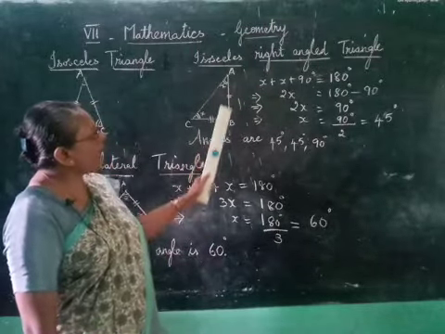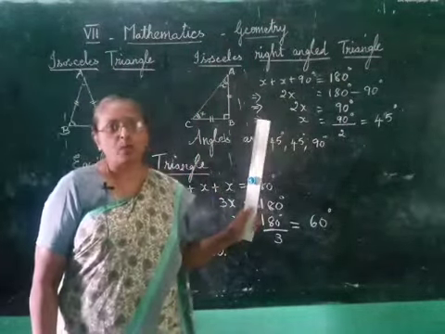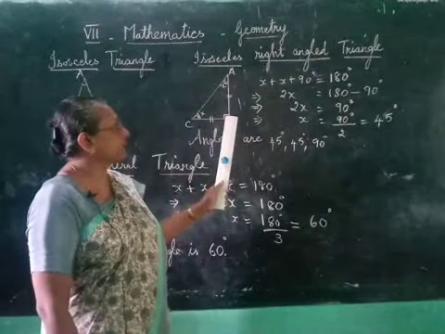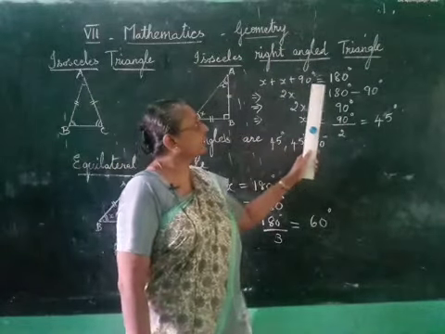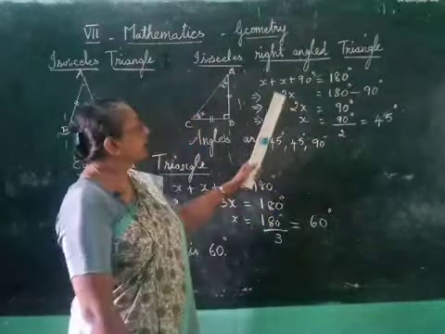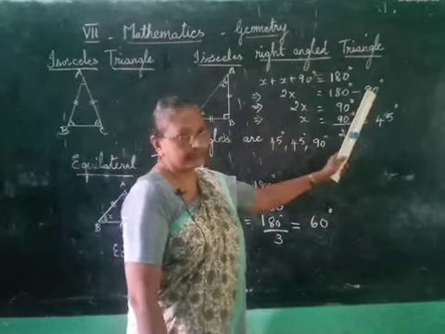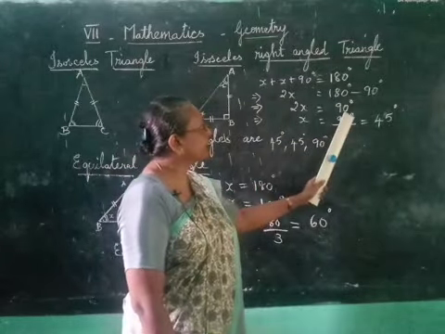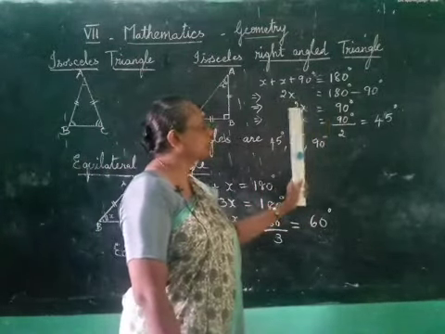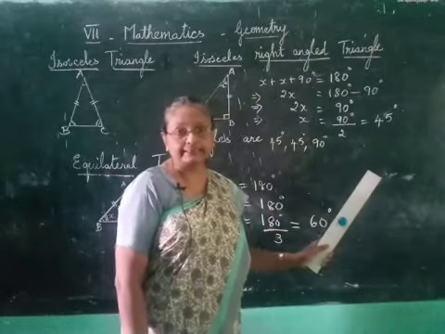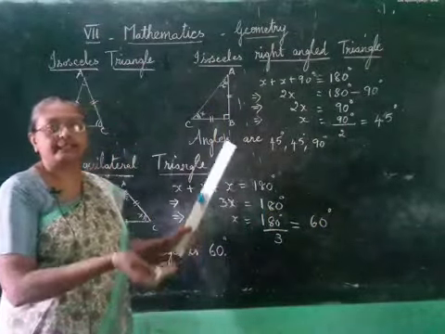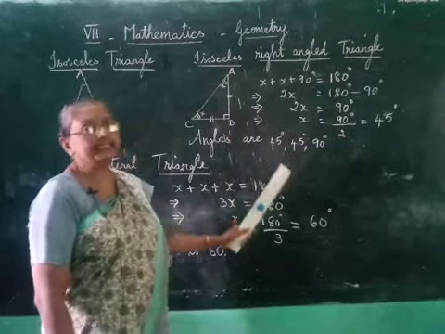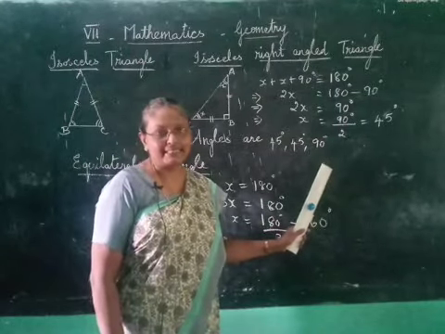Then the sum of angles inside any triangle is 180 degrees. This is what we already know. So x plus x plus 90 degrees will be equal to 180 degrees. Then 2x will be equal to, taking 90 to the other side, 180 degrees minus 90 degrees. Therefore 2x is equal to 90 degrees and x will be equal to 90 degrees by 2, which is 45 degrees. If x is 45 degrees, then the three angles inside that isosceles right angled triangle will be 45 degrees, 45 degrees and 90 degrees.